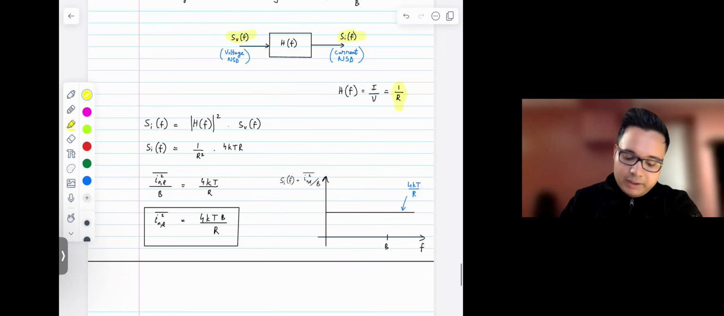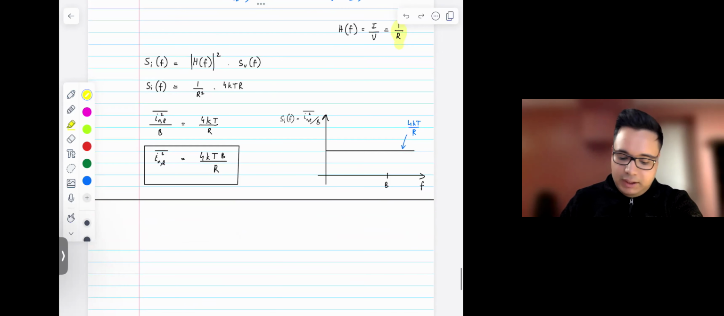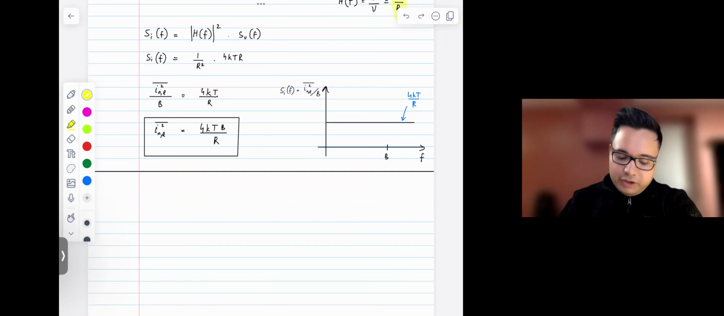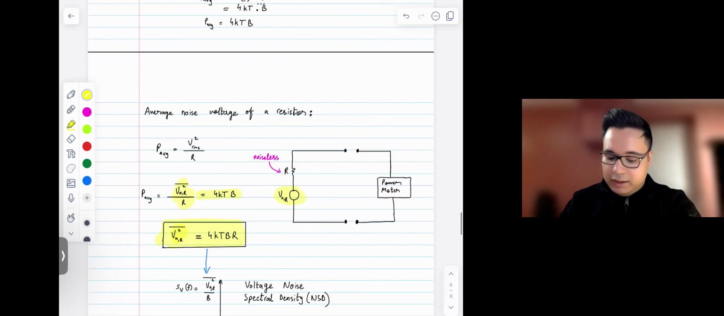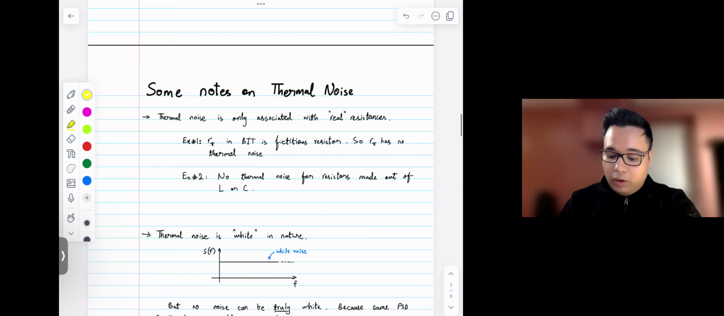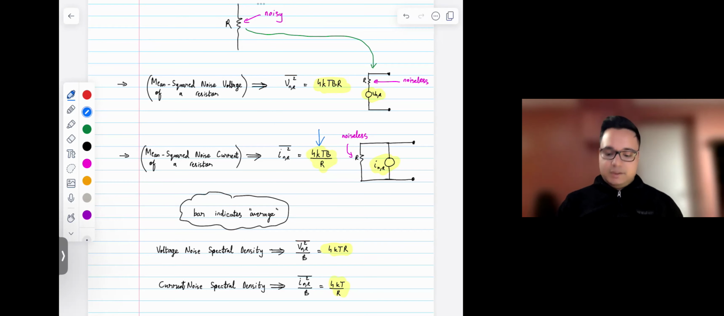And so we can write that the current NSD is equal to the transfer function squared multiplied by the voltage NSD. When you do a little bit of algebra, you will find that the average noise current is 4kTB over R, which is the same result as what I mentioned over here. So here, 4kTB over R. That's how we get these expressions, basically.